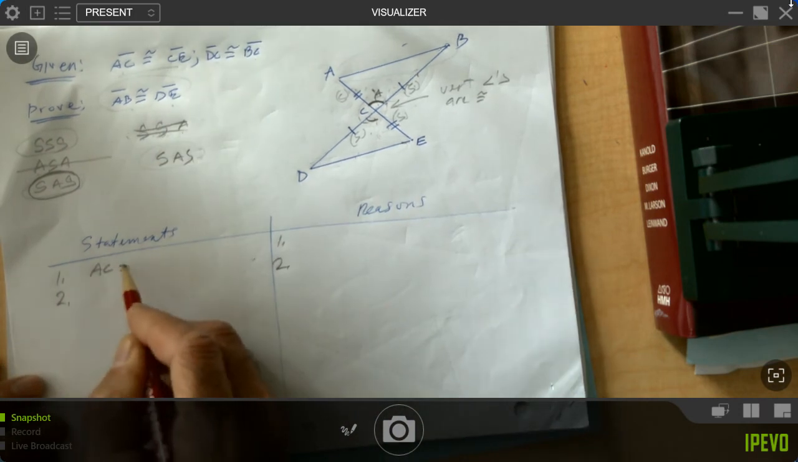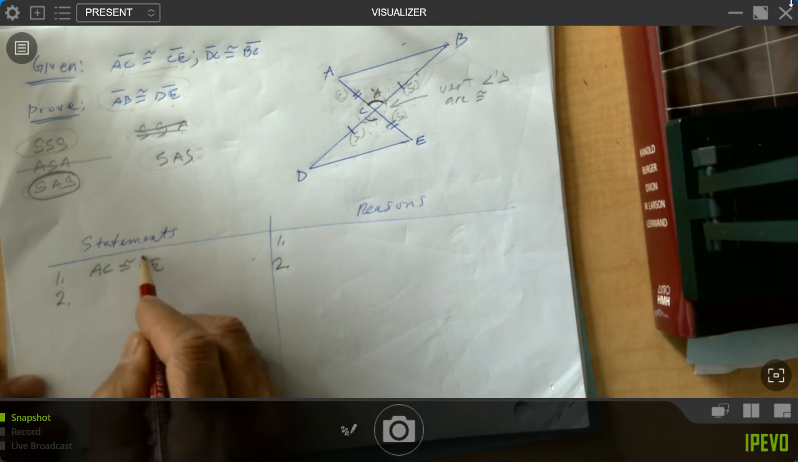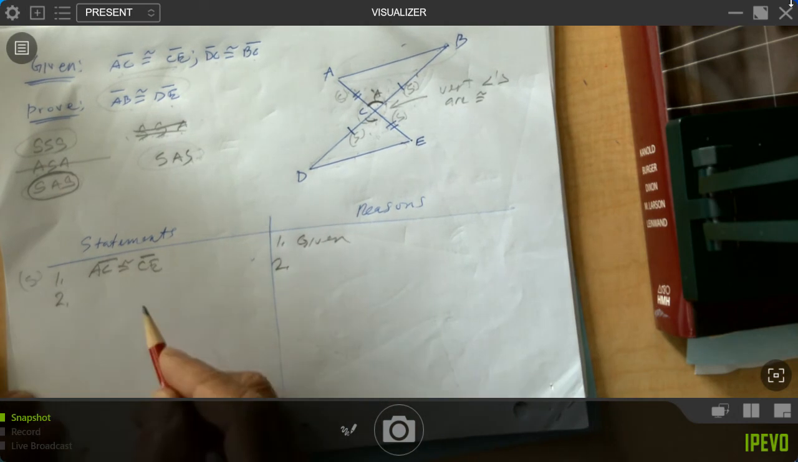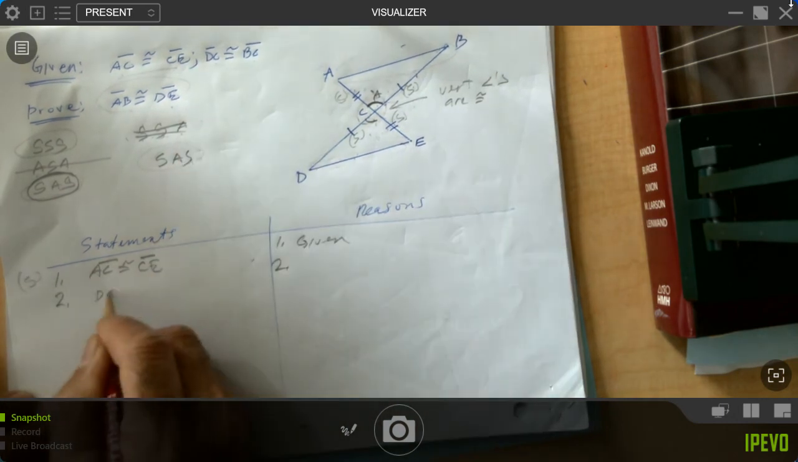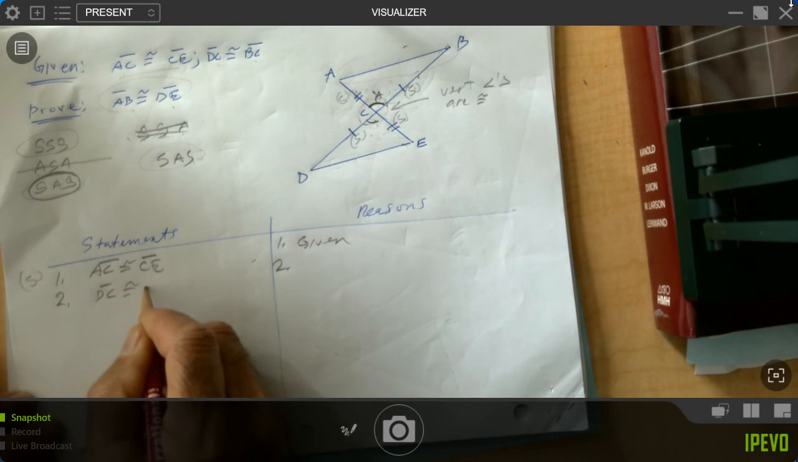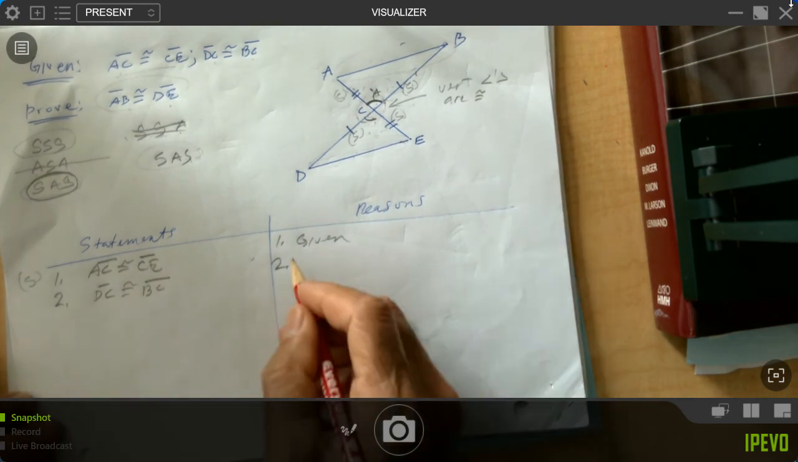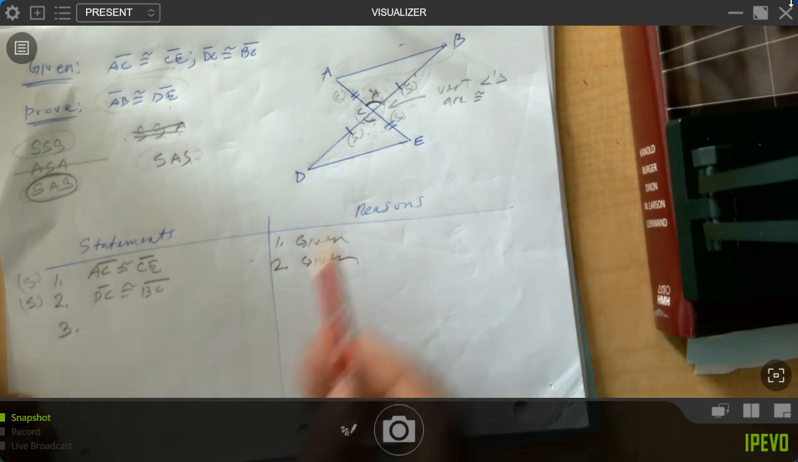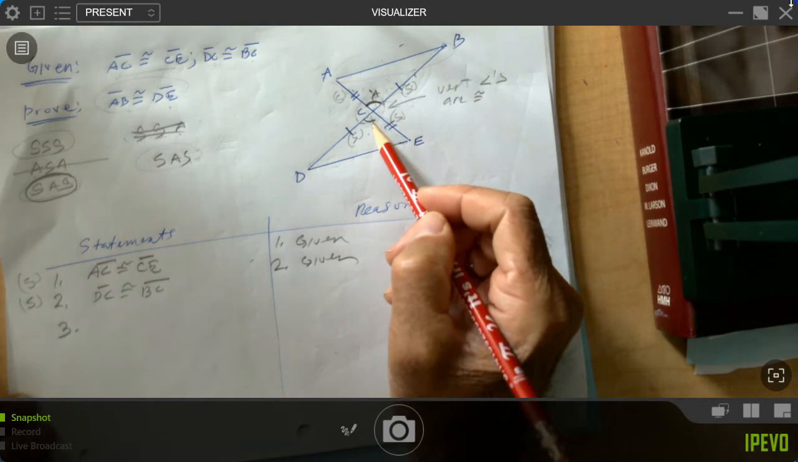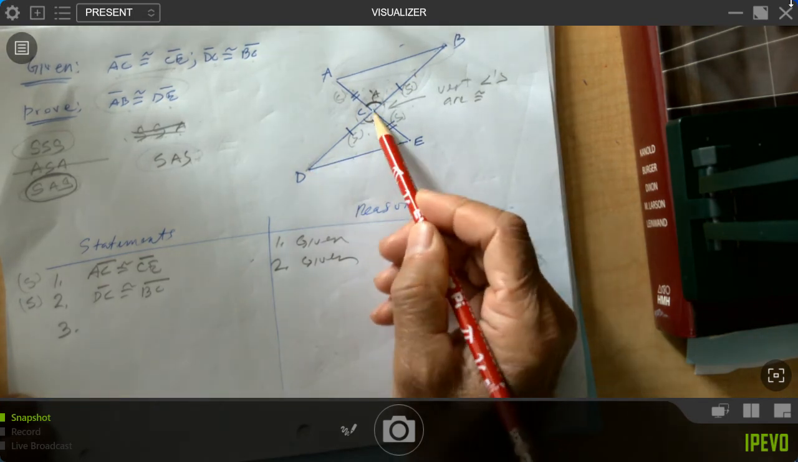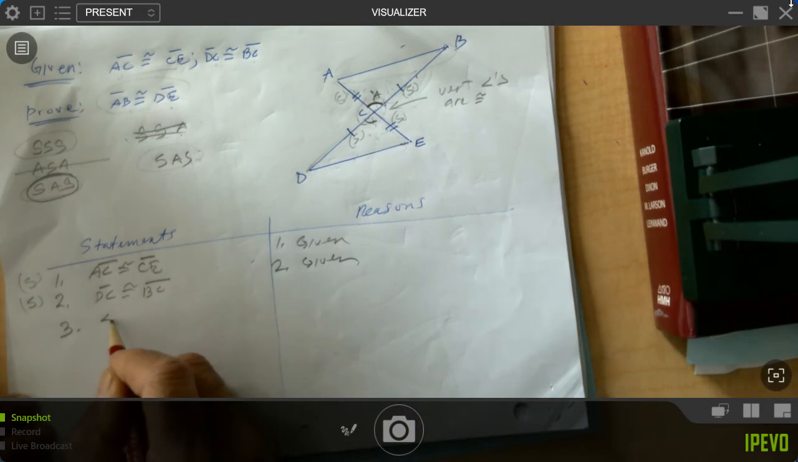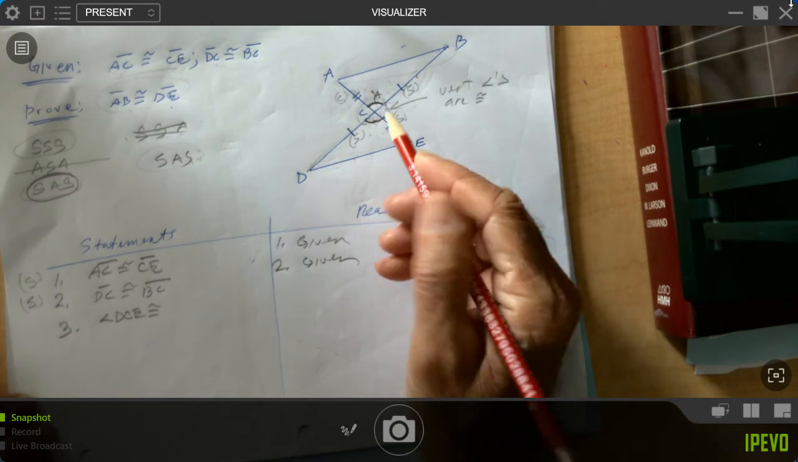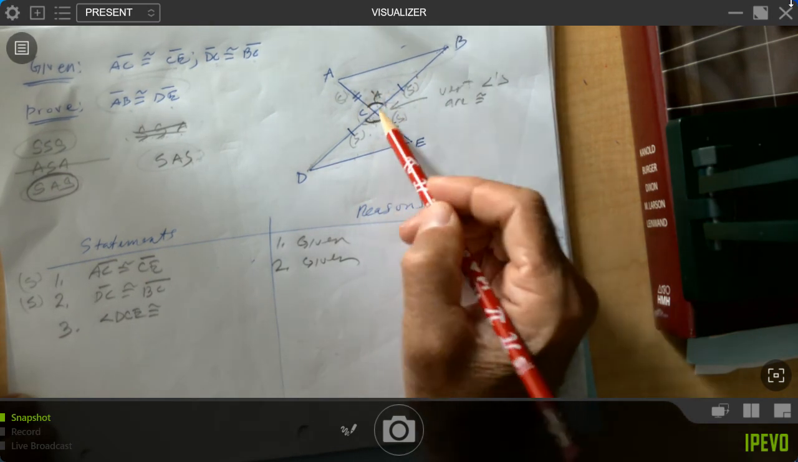AC congruent to CE, given. And that's a pair of sides. DC congruent to BC, and that's given. And it's also a pair of sides. Third step is this angle pair in the middle. So one of them is angle DCE. That's one angle right here, and that's going to be congruent to angle BCA.